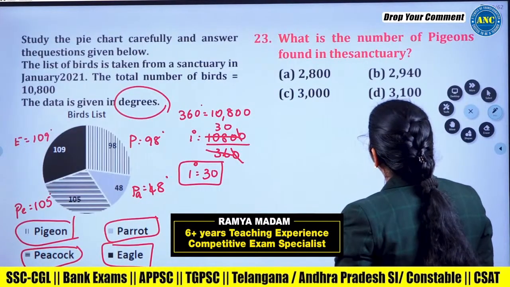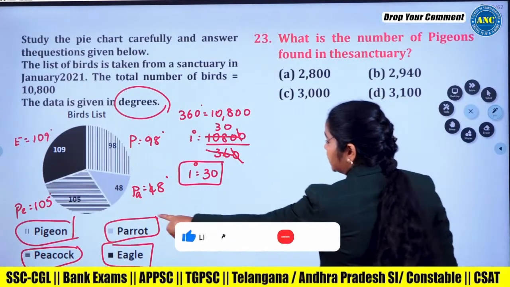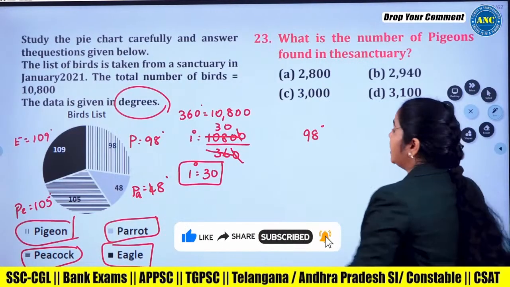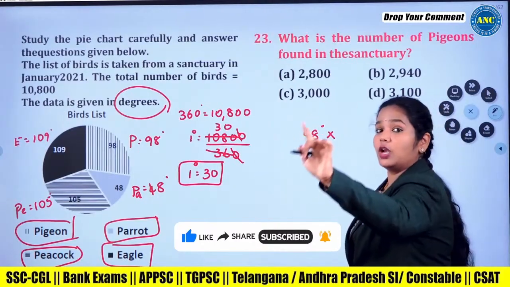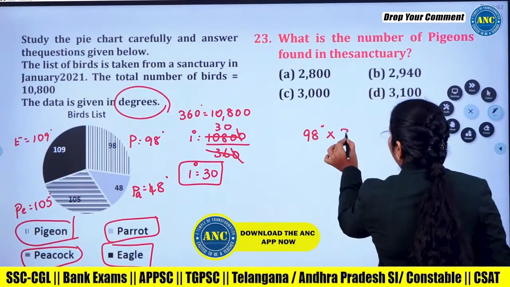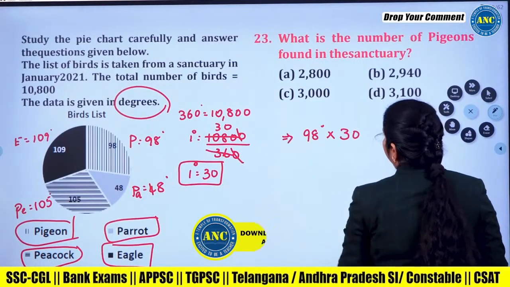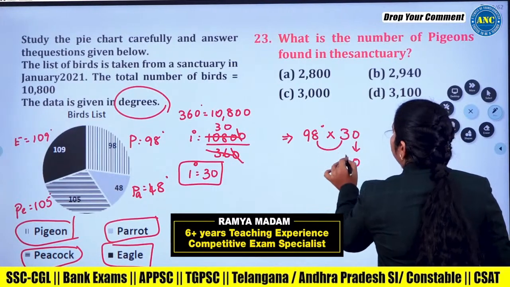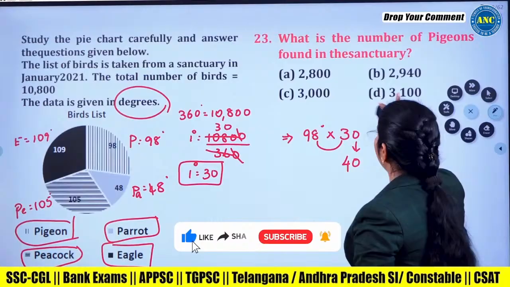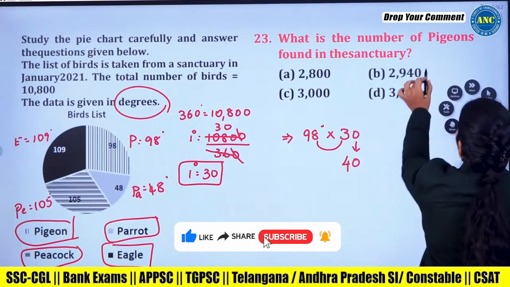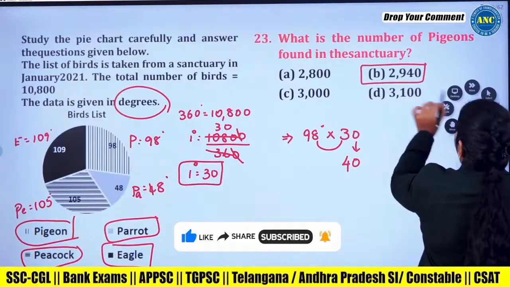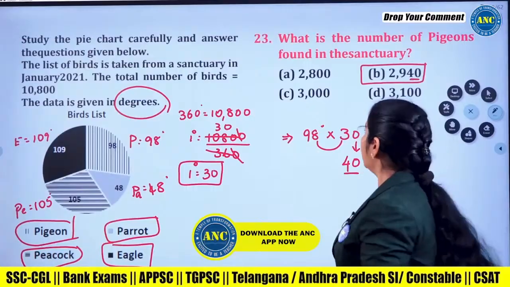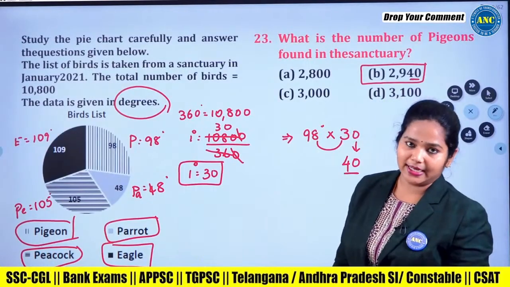What is the number of pigeons found in the sanctuary? So go for pigeons. Pigeons, it's 98 degree. If you have to convert this into number of birds, 1 degree is equal to 30. So multiply 98 with 30. Write the 0 as it is. 8 3s are 24. Check the options which are ending with 40. Option B, 2,940. This is ending with 40. We already got 40, so no further calculation required. Option B, 2,940 is the correct answer.